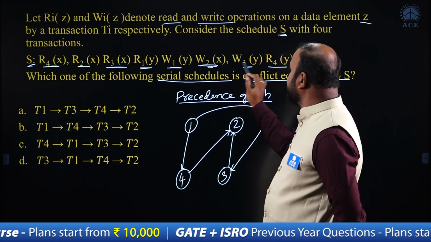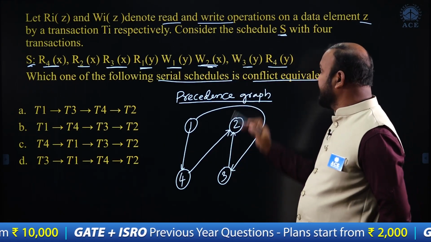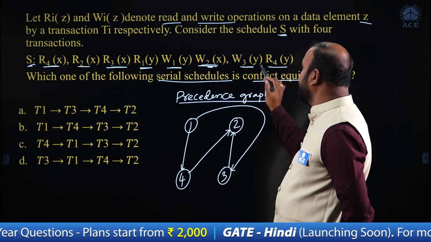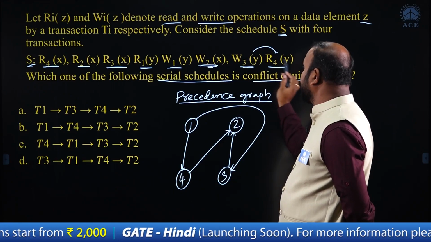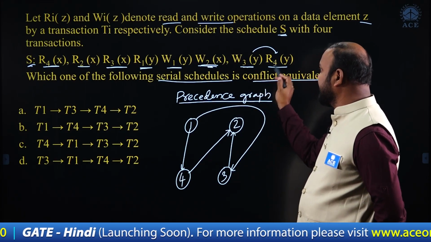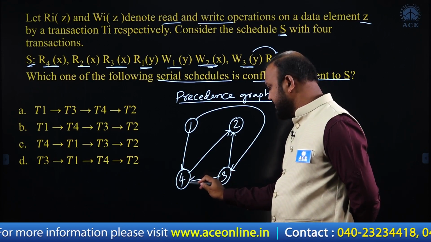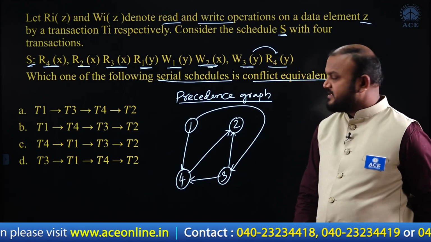Now write 2X conflict with read X or write X of other transaction, but not there. Here write 3Y conflict with read 4Y, because write read conflict is there of different transactions. 3 to 4. Now draw edge from 3 to 4. Now this is a precedence graph.